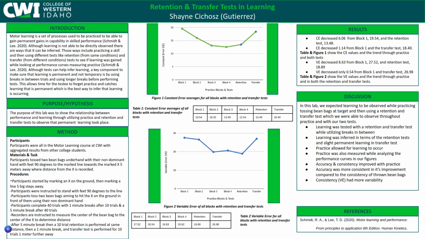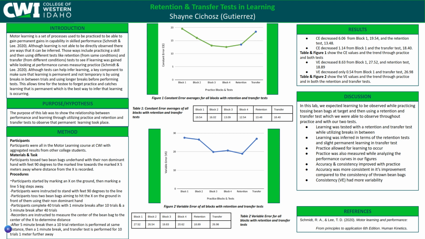Participants completed 40 trials with 1 minute breaks after 10 trials and a 5 minute break after 40 trials. Recorders were instructed to measure the center of the bean bag to the center of the X to determine distance. After the 5 minute break, a 10 trial retention test was performed at the same distance, and then after a 1 minute break, a transfer test was performed with 10 trials at 1 meter further away.